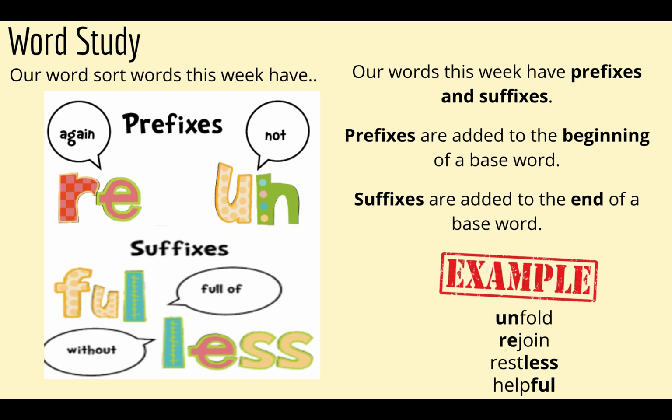We already know, based on our background knowledge and all of the iRead preparation we've been doing, that prefixes are added to the beginning of a base word and suffixes are added to the end of a base word. Both of these prefixes and suffixes completely change the meaning of the word. So for example, the prefix re means again. So if you rejoin something, then you are joining it again. The prefix un means not. So if you unfold something, that means that it's not folded.